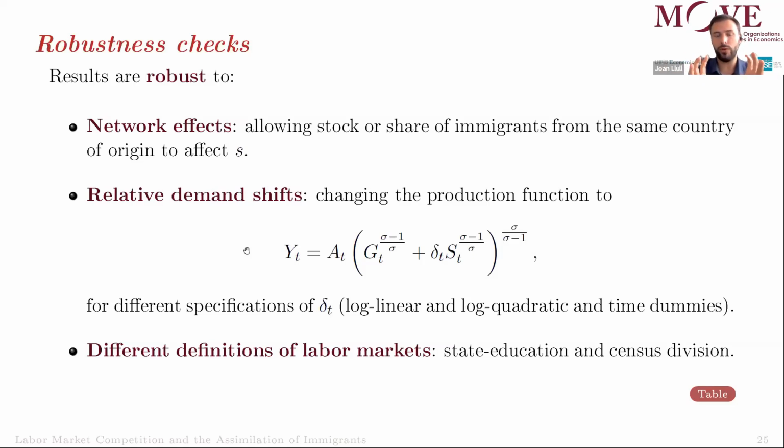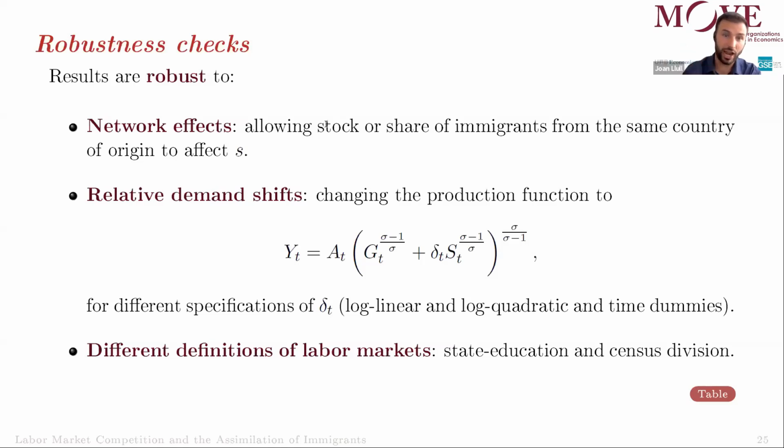So one thing that we do is we allow 2 types of network variables to enter into our speed of assimilation, our S function, our specific scale units. So in one specification, we take the stock of immigrants from your country of origin in your state.